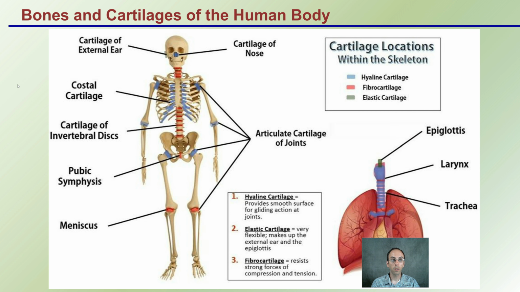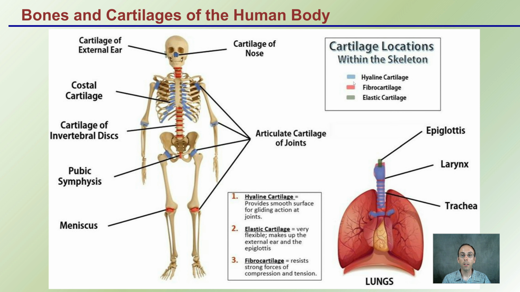We talked about cartilage and bones. Now there are different types of cartilage, so that's important to keep in mind. There's hyaline, there's fibrocartilage, and there's elastic cartilage, located in different areas. The hyaline cartilage is for smooth surface and gliding of particular joints, as you can see in your ball and socket joint, in your elbow. Then we have elastic cartilage, which is very flexible and makes up the exterior of the ear and also your epiglottis. And your fibrocartilage is for resisting strong forces. It's very fibrous. Compression and tension, that would be very important to have between the vertebrae of your spinal cord.